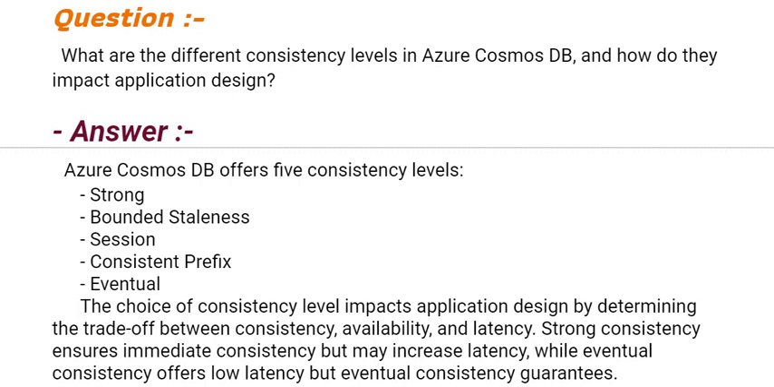The choice of consistency level impacts application design by determining the trade-off between consistency, availability, and latency. Strong consistency ensures immediate consistency but may increase latency, while eventual consistency offers low latency but only eventual consistency guarantees.